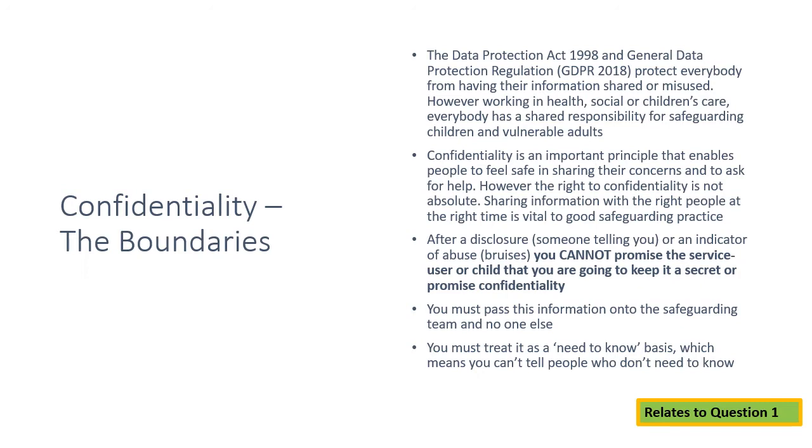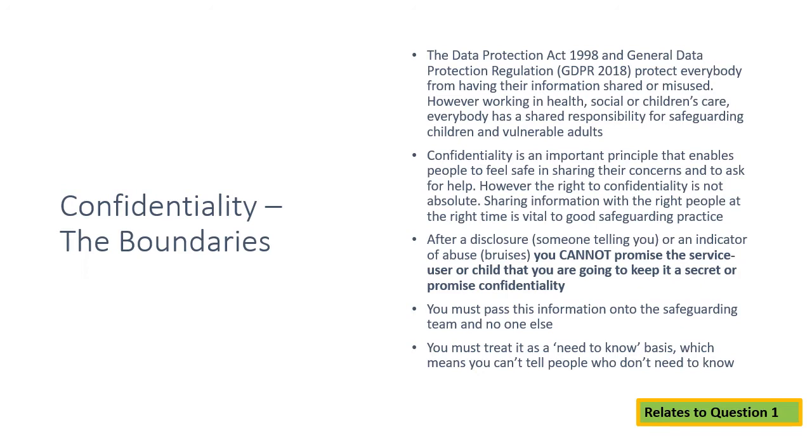After a disclosure, so for example somebody telling you something, or an indicator, so we looked at signs and symptoms in the other session, an indicator could be a bruise. We did talk a bit about this as well, but you cannot promise the service user or the child that you're going to keep it secret or promise confidentiality, because you would need to share that information with the right people. You pass it on to the safeguarding team, no one else.